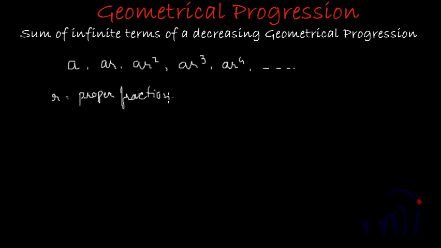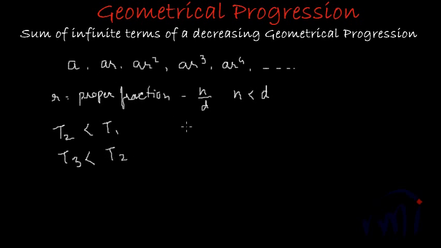What is a proper fraction? A fraction which is in the form of n by d, where n is the numerator and d is the denominator. It is called a proper fraction when the value of numerator is less than the denominator. Then only it is called a proper fraction. So what are we saying? That if the value of r is a proper fraction, then this geometrical progression will be a decreasing geometrical progression. Decreasing geometrical progression means the value of second term will be less than the value of first term, and the value of the third term will be less than the value of second term.